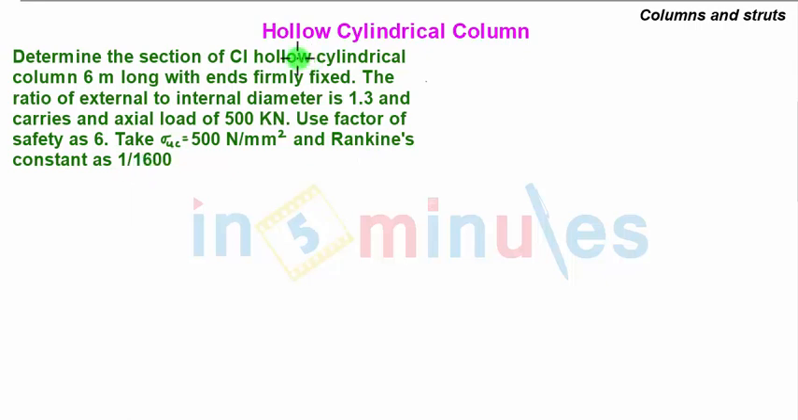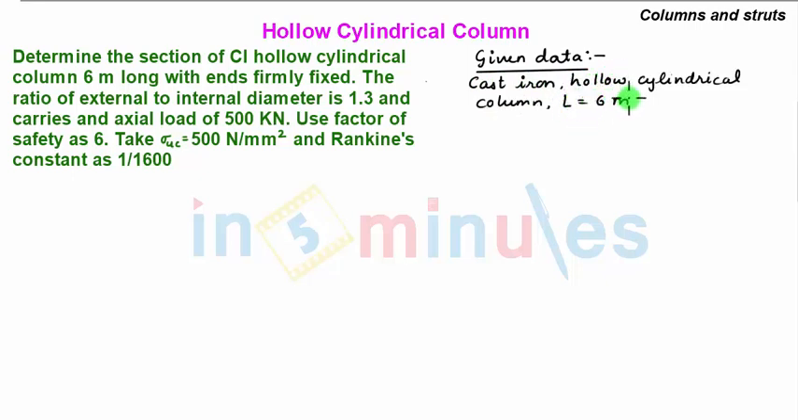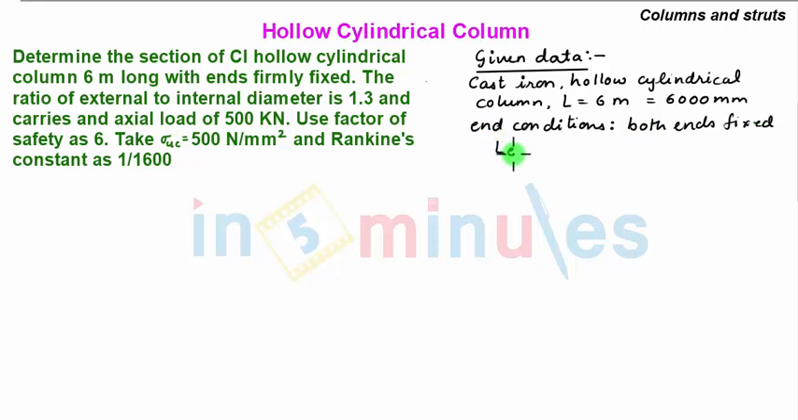So in this problem we have this hollow cast iron cylindrical column whose diameters or section we have to find out for the given load of 500 kN and factor of safety as 6. So our given data is, first we have a cast iron hollow cylindrical column. The length of the column is 6 meter which is equal to 6000 mm. The end conditions are both ends fixed. So the equivalent length of the column LE is equal to L by 2.